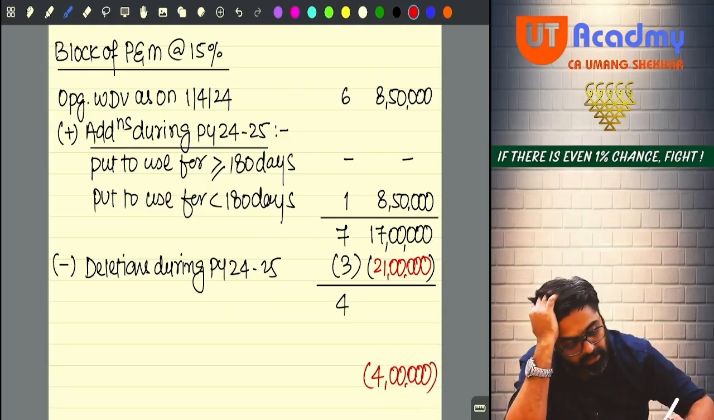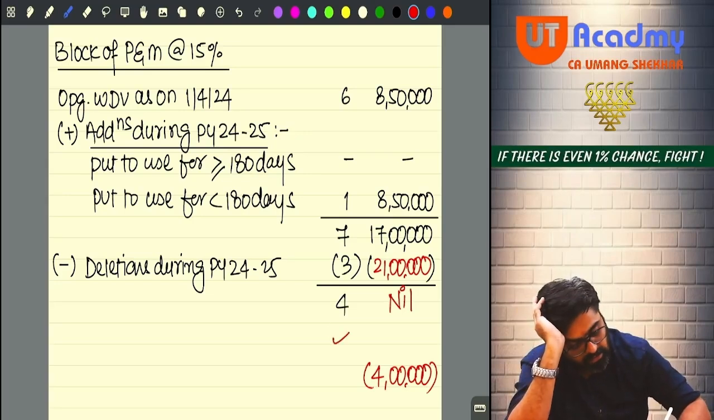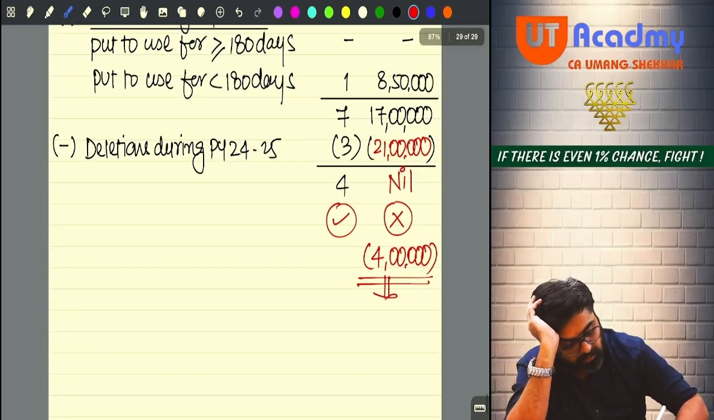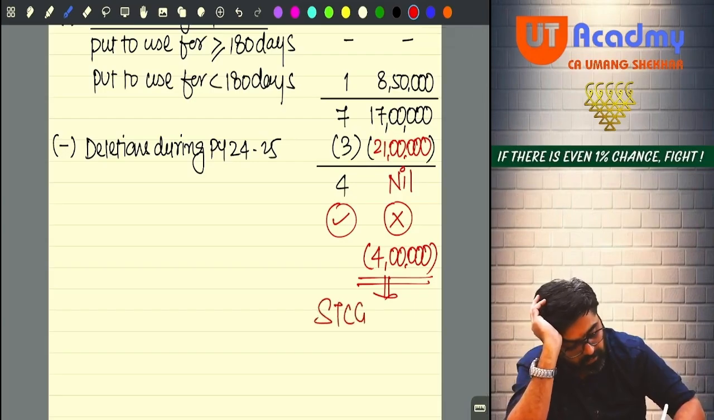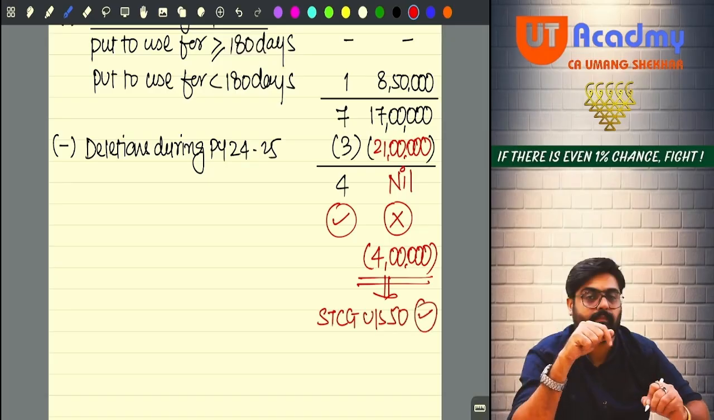Is there any value remaining in the block? No value remaining. Entire 17 lakh is gone. So asset is there in the block, but no value is there. 4 lakh extra coming, sir. In that case, the extra 4 lakh is your short-term capital gain under section 50. This is short-term capital gain under section 50.